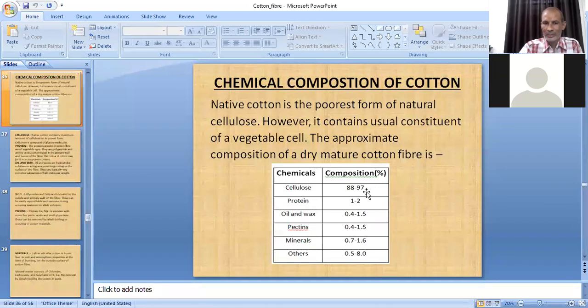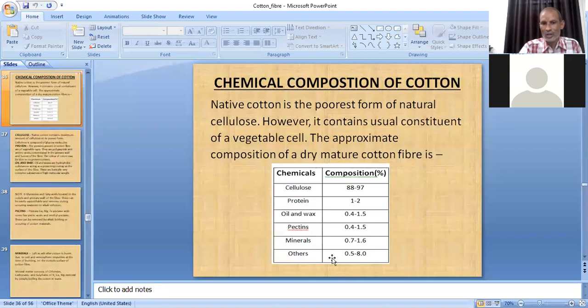In other vegetable fibers, the cellulose percentage is not that much. That's why we are saying that it is the purest form of natural cellulose. The content of protein is 1 to 2%. Oil and waxes, which are found particularly in the cuticle part, are 0.4 to 1.5%. Pectins, which are mainly found in the primary cell wall along with cellulose, are 0.4 to 1.5%. Minerals are 0.7 to 1.6%, and others are 0.5 to 8%.